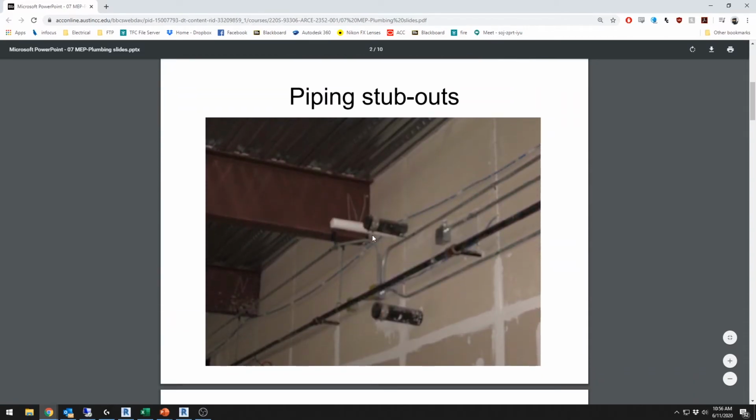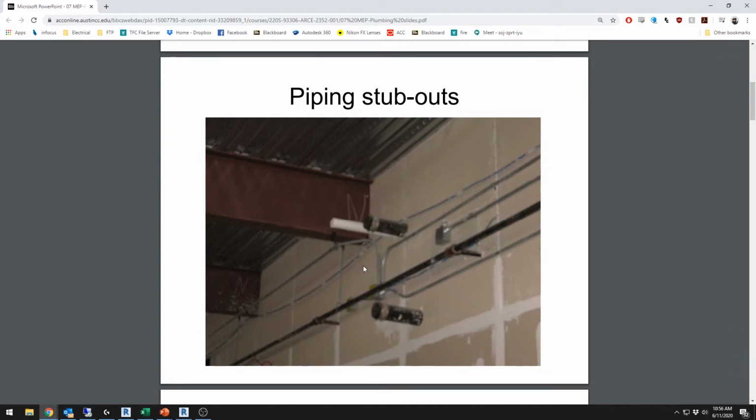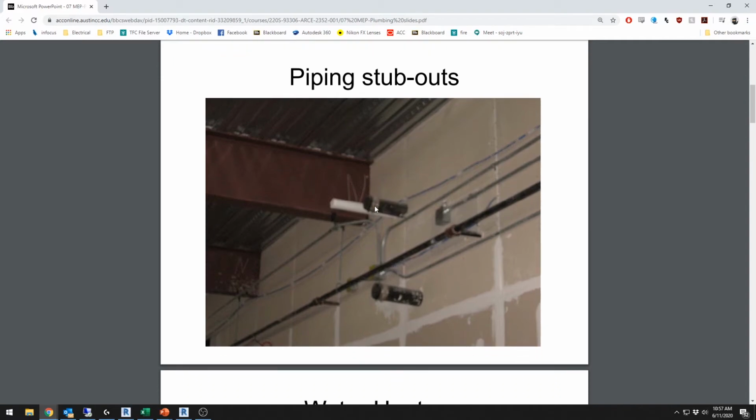Next, we have piping stub outs. Stub outs are essentially there for future use. It's because it's a real big pain to get in the wall and repipe if you need to add something. So a lot of times I'll add up top above the ceiling stub outs where you can hit with either a vent or a sanitary or even supply water, and in unfinished areas because I don't know what may be going in that area later.